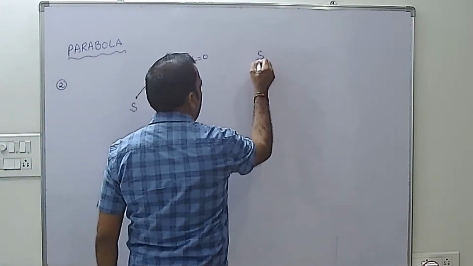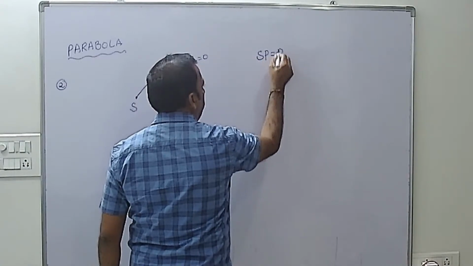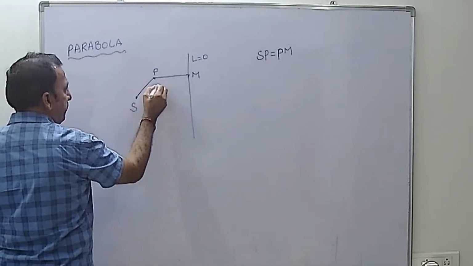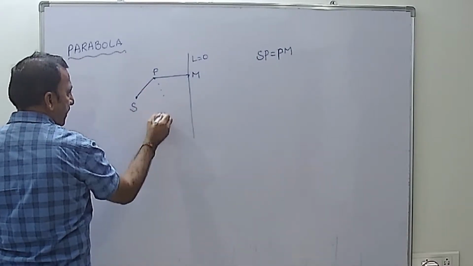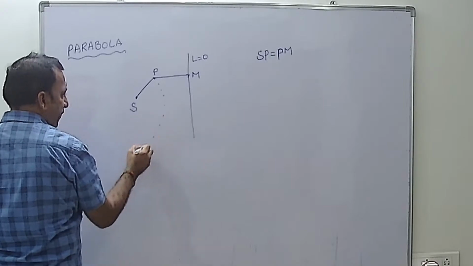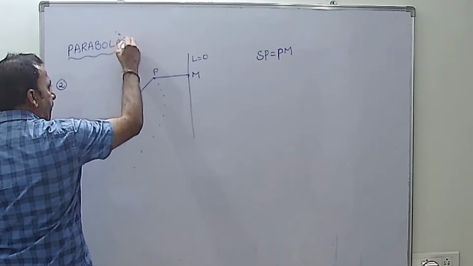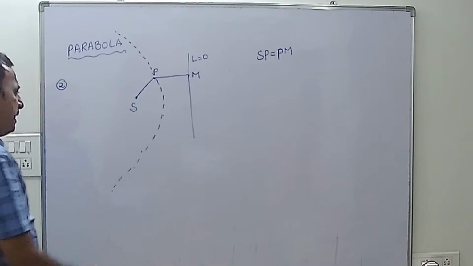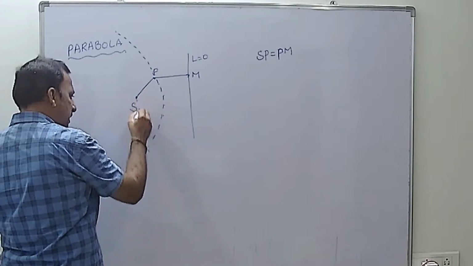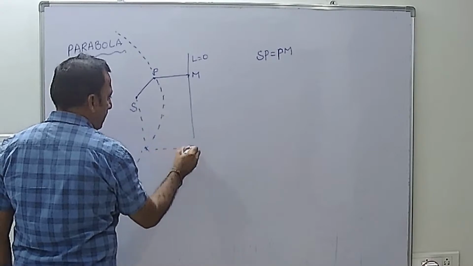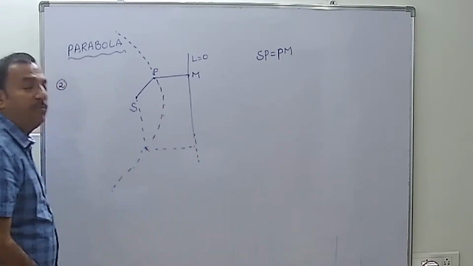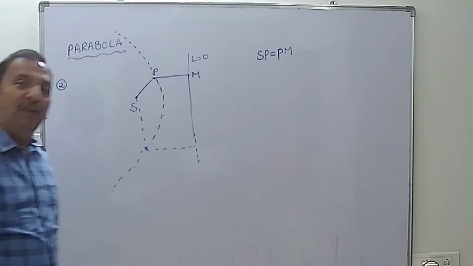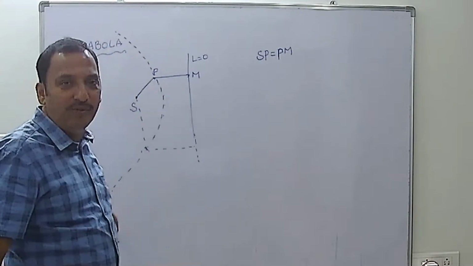SP is equal to PM. Look, there are points like this. How many points are there? Equidistant from a fixed point and a fixed line. If you join all these points, you take any point on the parabola, the distance of the point from the focus and the distance of the point from the directrix, both are always equal. Only points which are equal lie on that curve.